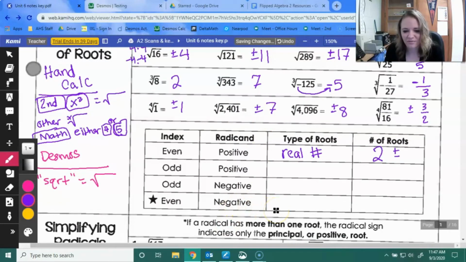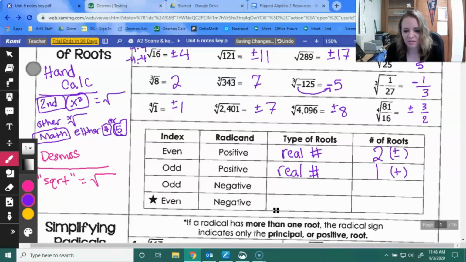Alright, we can have an odd root and a positive radicand, so like this one and this one, these first 2 right here. And we also get a real number, so just a regular number in the number system. Those ones give us 1 answer, and it is a positive answer. So what I'm putting here is the type of answers that they are.